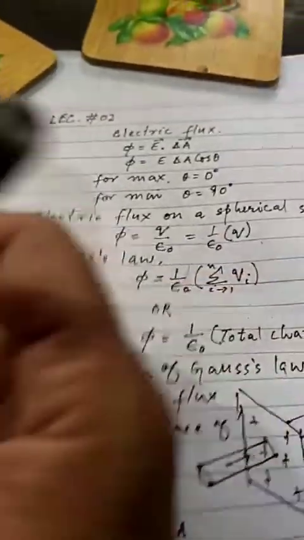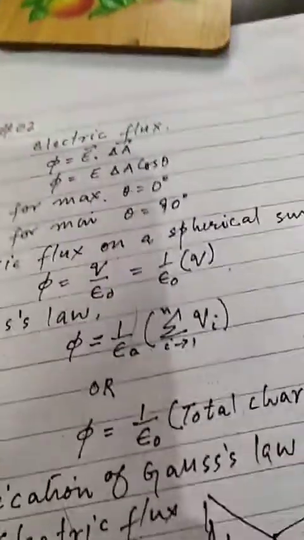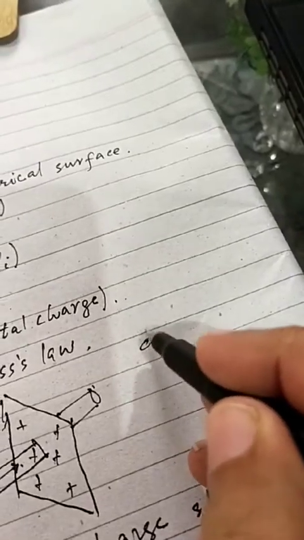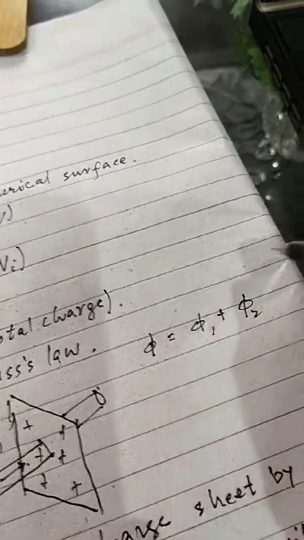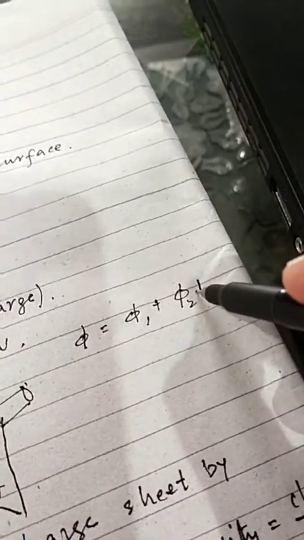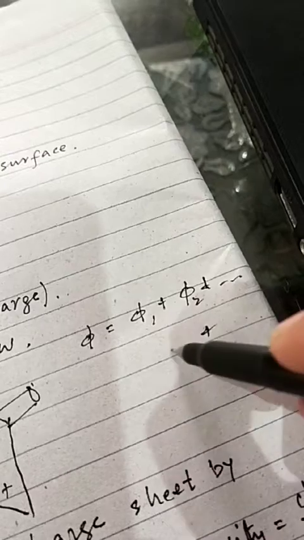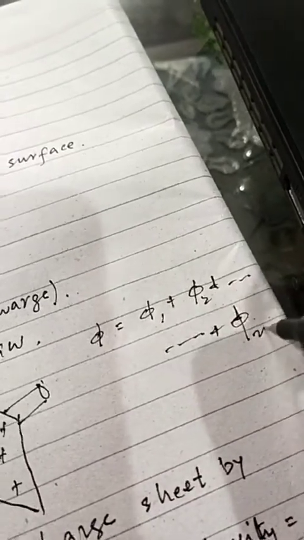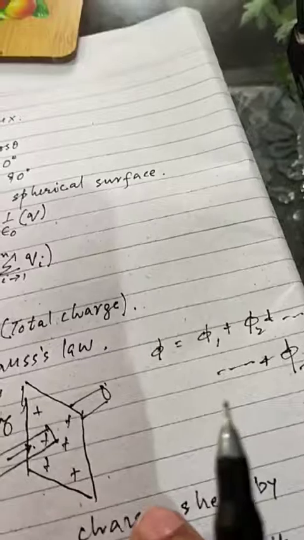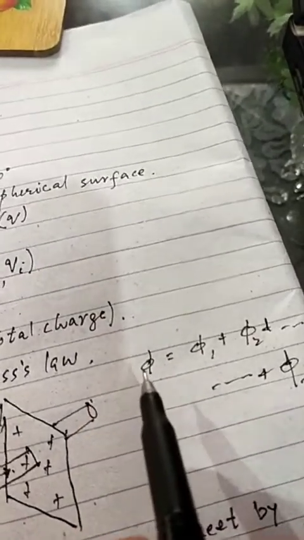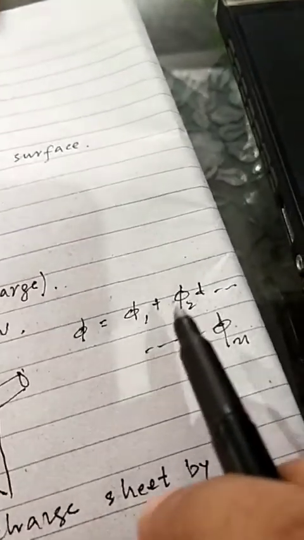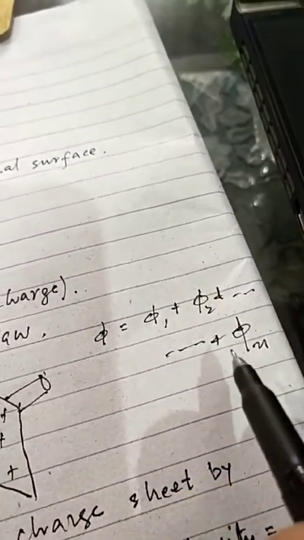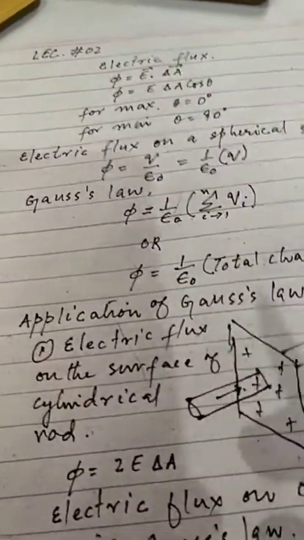Another statement of Gauss's law you can write like this: phi is equal to phi 1 plus phi 2 and so on, up to phi n. And the second statement of Gauss's law was, the total electric flux on the surface of an irregular body or hypothetical surface is always equal to the sum of all fluxes of small spherical surfaces. And there were 3 applications of Gauss's law.